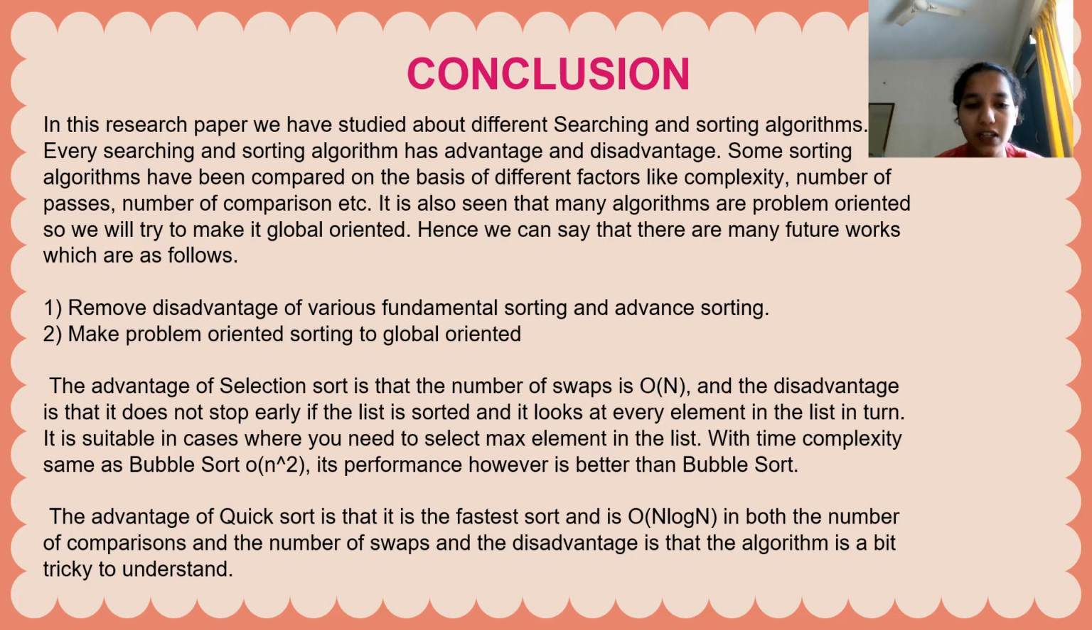The advantage of selection sort is that the number of swaps is 0, and the disadvantage is that it does not stop early if the list is sorted and it looks at every element in the list in turn. It is suitable in cases where you need to select the max element in the list. With the time complexity same as bubble sort, its performance however is better than bubble sort.